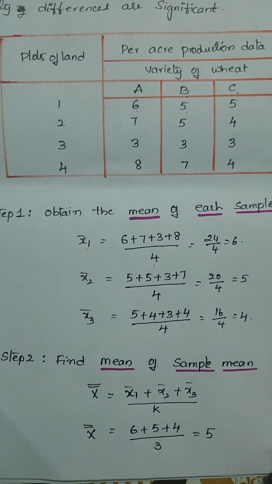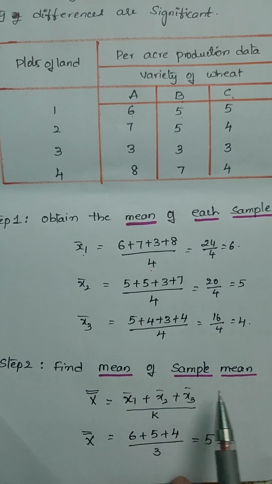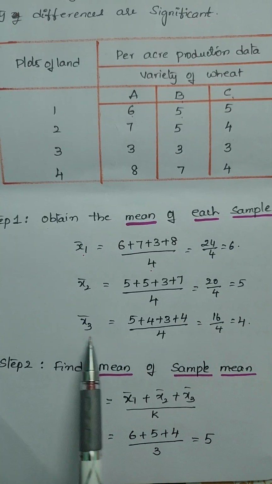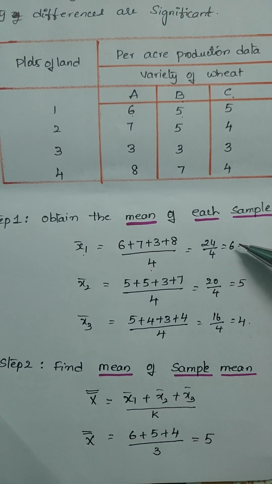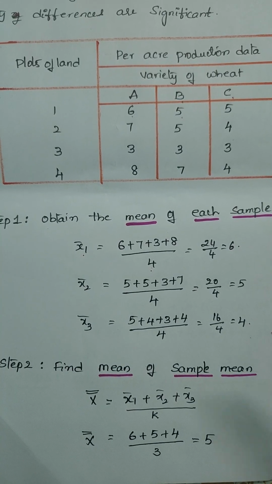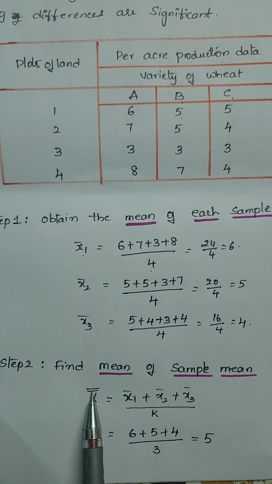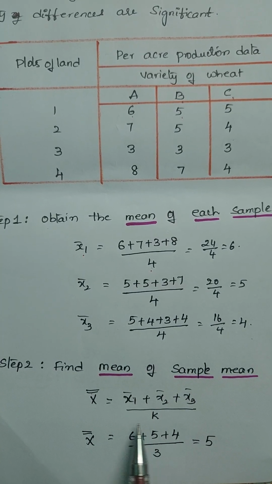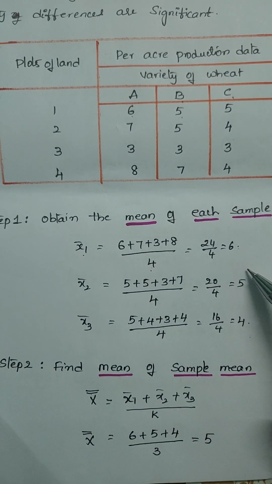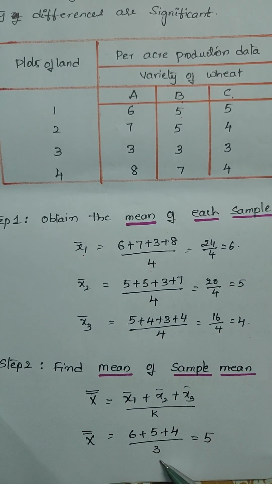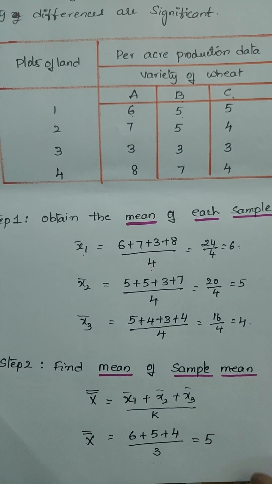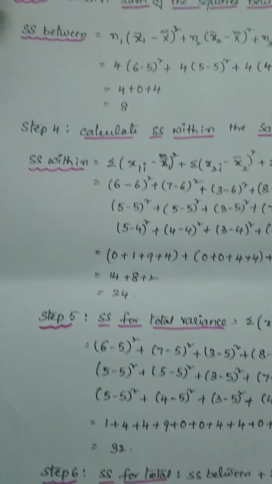In step 2, we will find the mean of the sample means. Here x1 bar is 6, x2 bar is 5, x3 bar is 4. Now we will find the mean of all these means. So x bar is the mean of sample means. This is x1 bar plus x2 bar plus x3 bar by k. So 6 plus 5 plus 4 divided by 3, since 3 means are there, which is equal to 5.